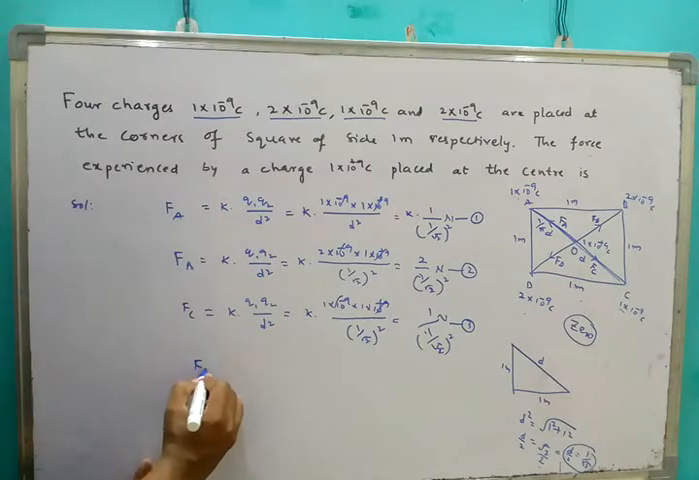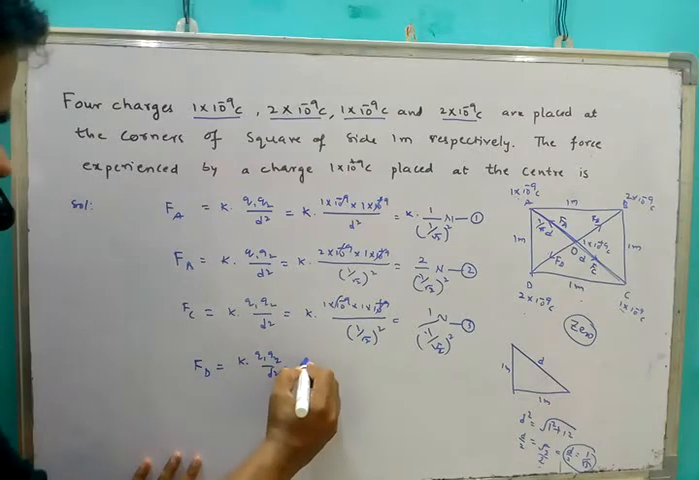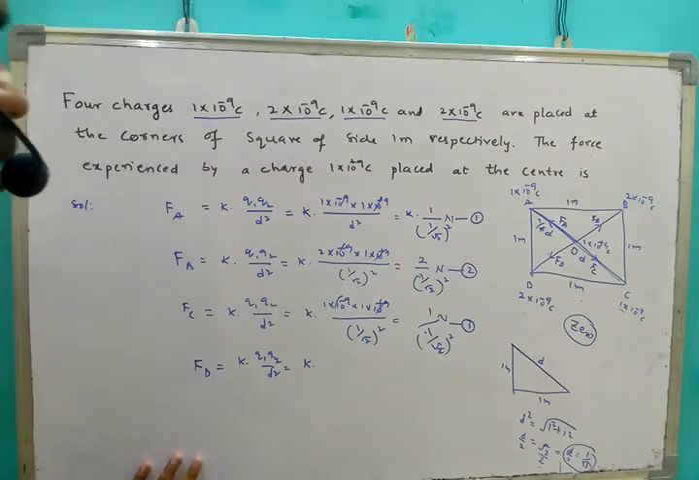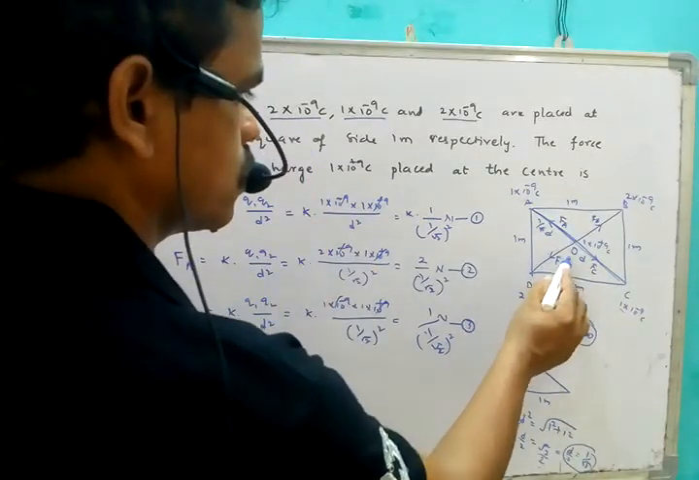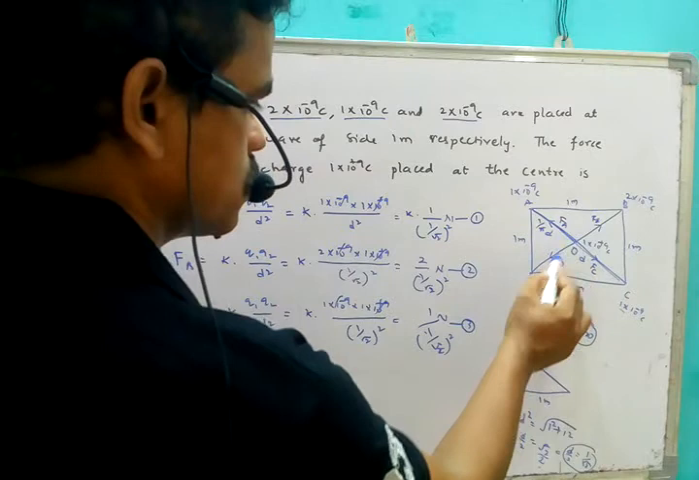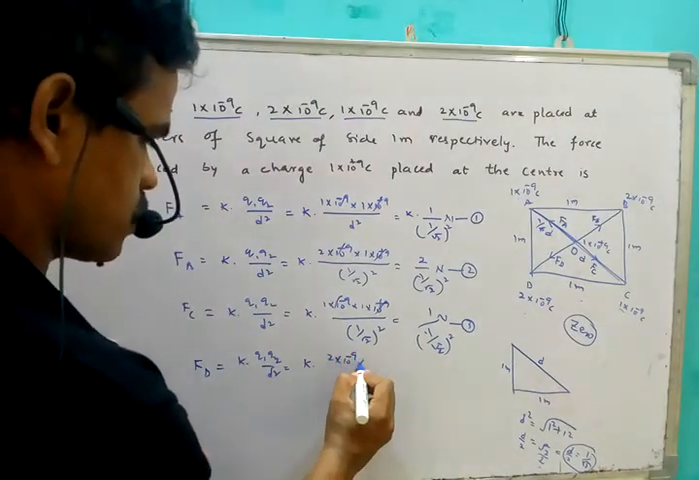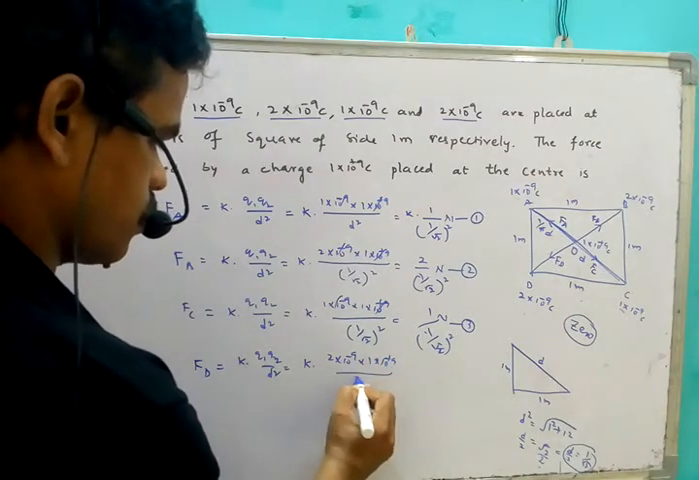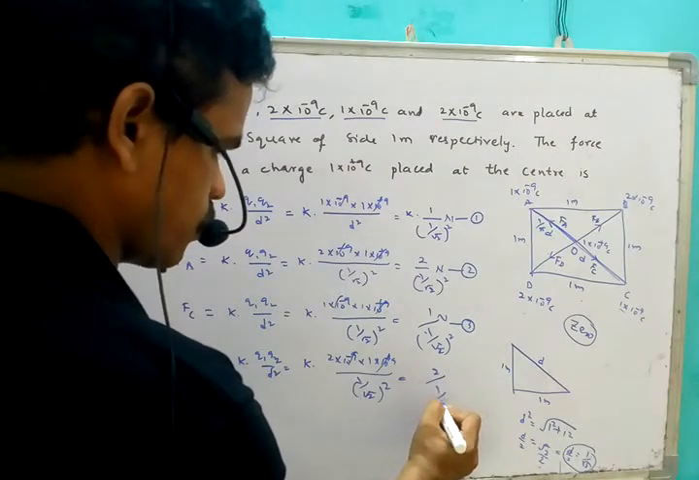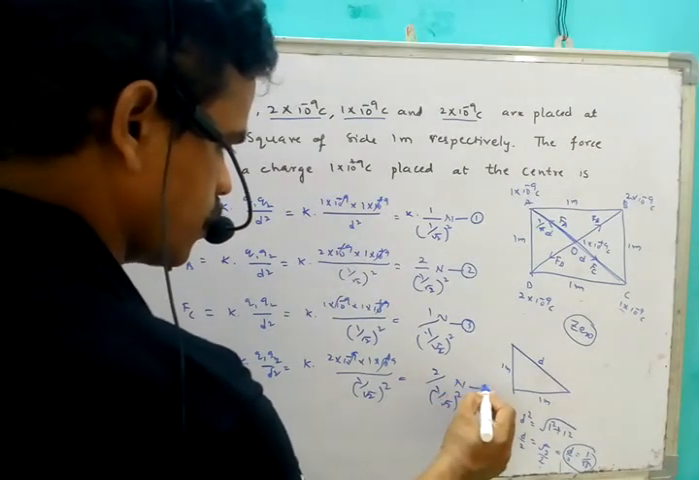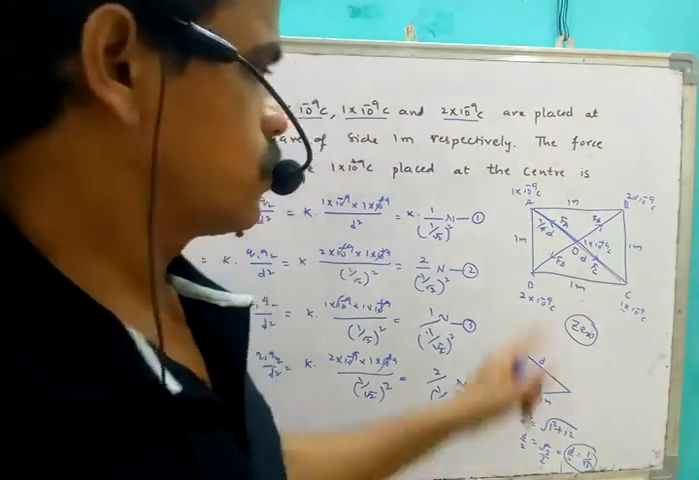See, then goes FD. K into Q1 Q2 by D square. What is Q1 here? FD force is also a repulsive force. FD is the force on the charge at the center due to the charge at the corner D. That is equal to K into 2 into 10 power minus 9, 1 into 10 power plus 9 by 1 by root 2 whole square. So it will be cancelled. 2 by 1 by root 2 whole square newtons. This is the fourth equation.